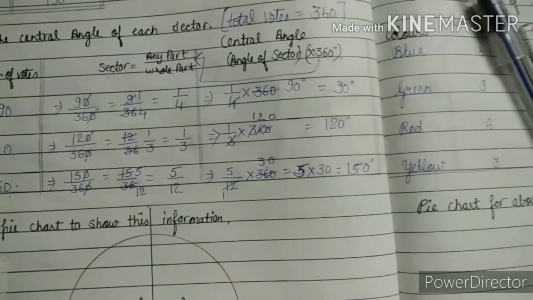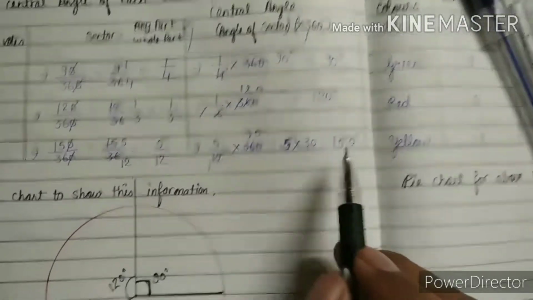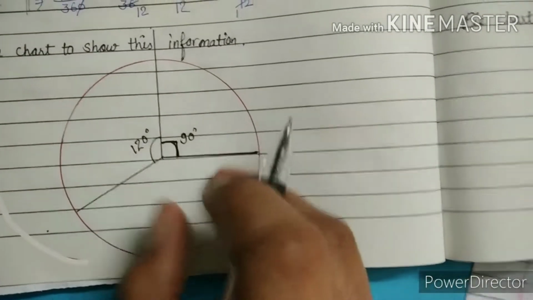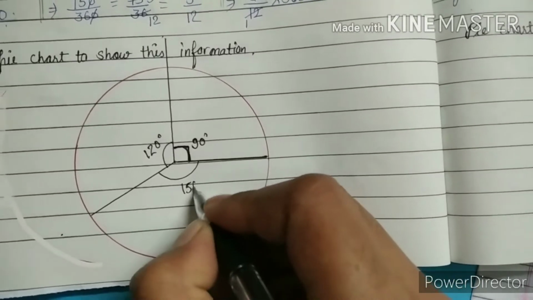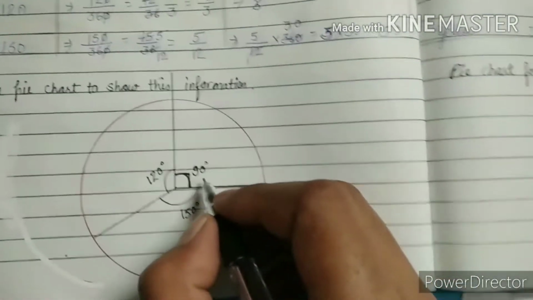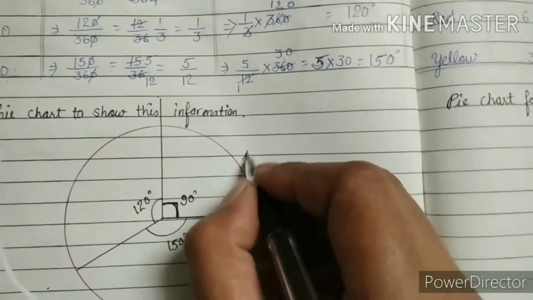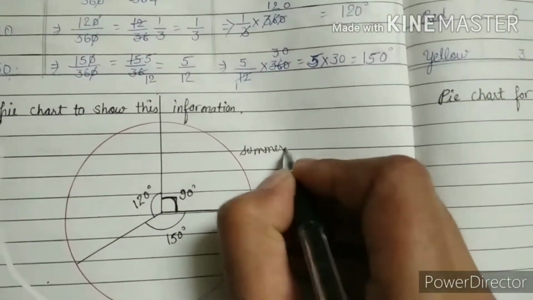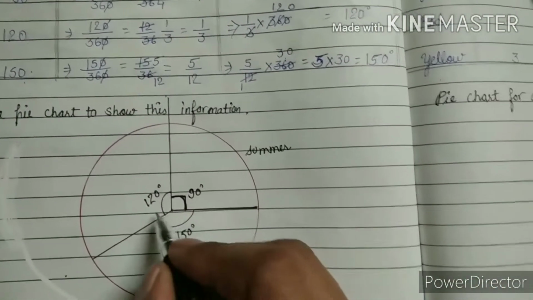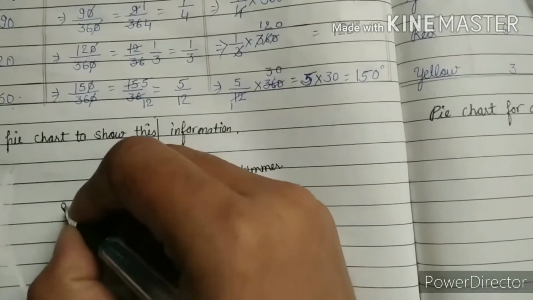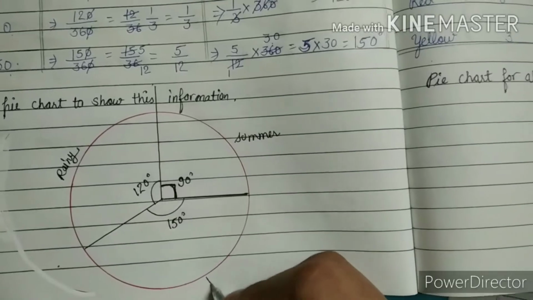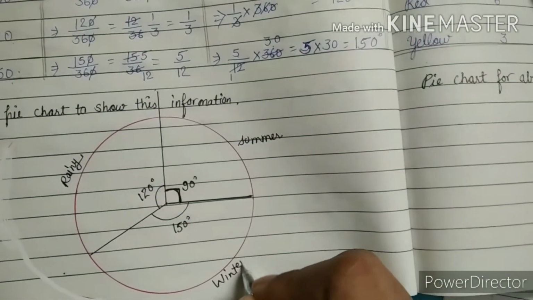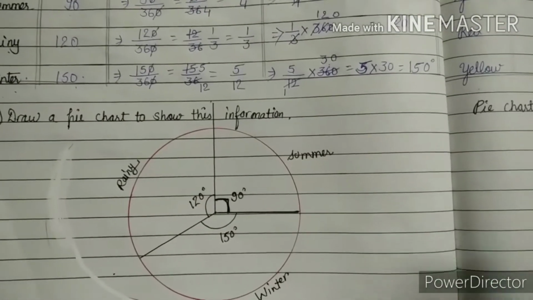Last is the winter 150 degree. So the remaining whole thing will give us the angle of 150 degree. 90 degree is for the summer. So here outside the figure we will write summer season. 120 is of rainy. So here we will write rainy. And lastly 150 is for winter. So here we will write winter. So here we completed question number 2.